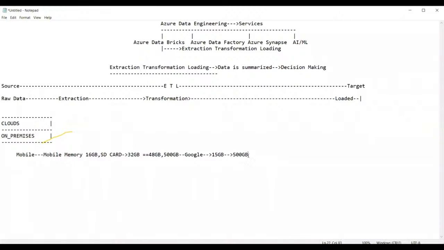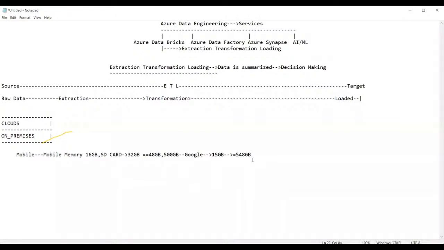Now, guys, I bought it. Everything is done. Totally, what amount of memory do I have? 548 GB of memory. Totally, how much memory do I have? 548 GB. That means 48 GB in my mobile phone and 500 GB on my Google Drive.